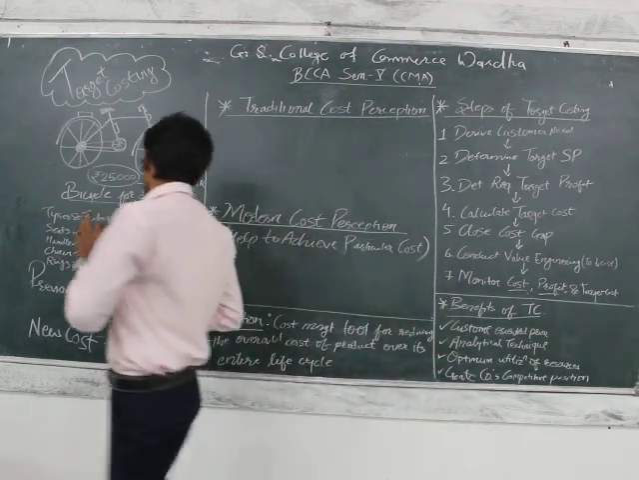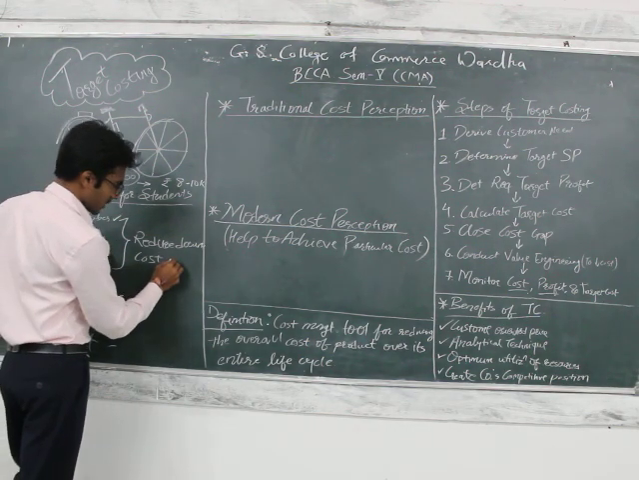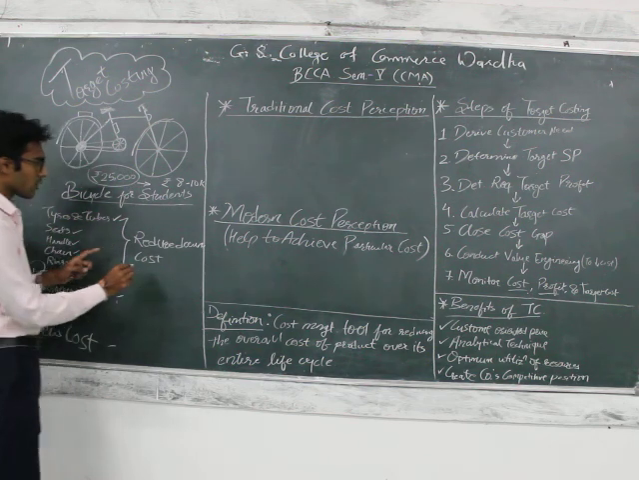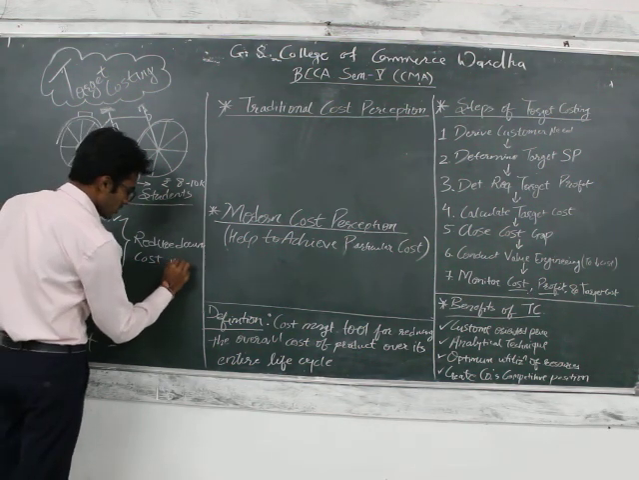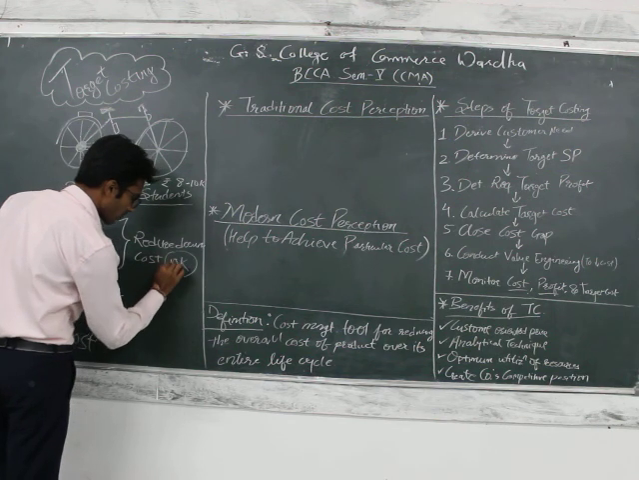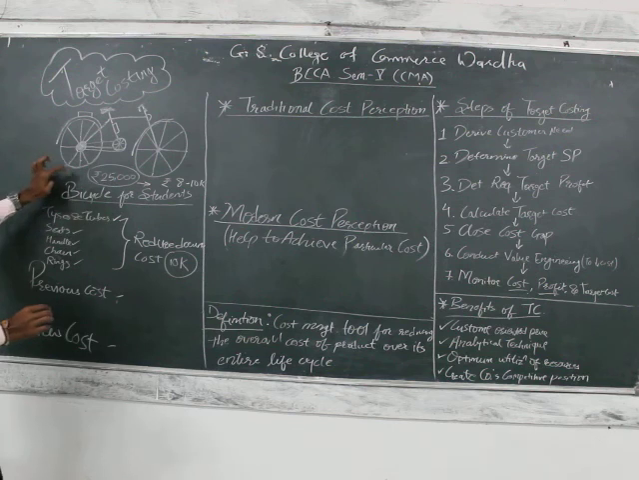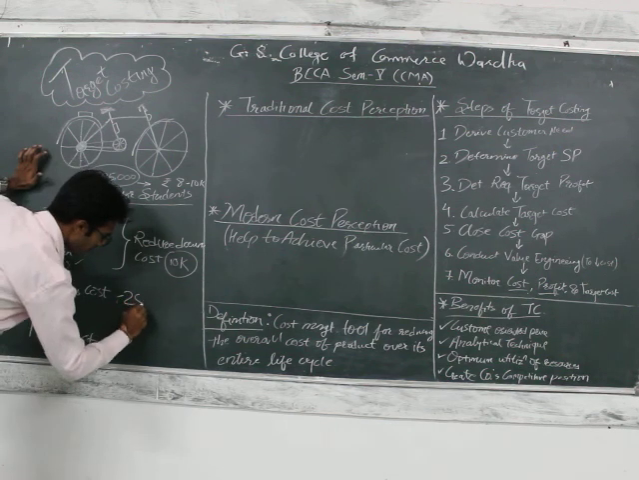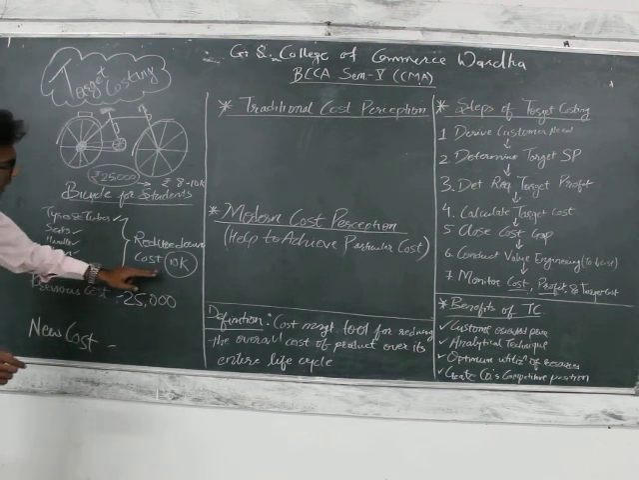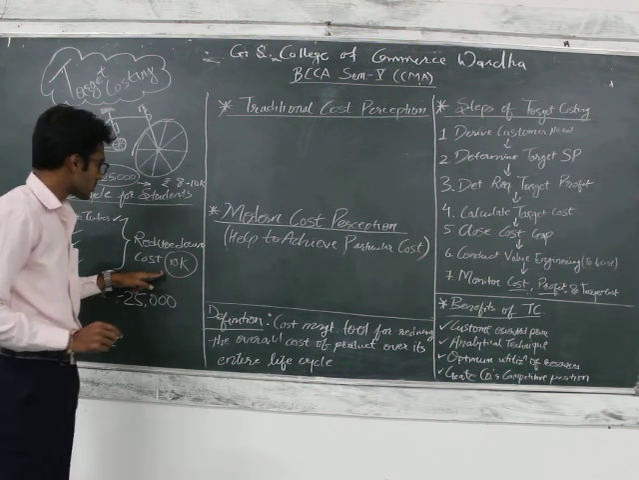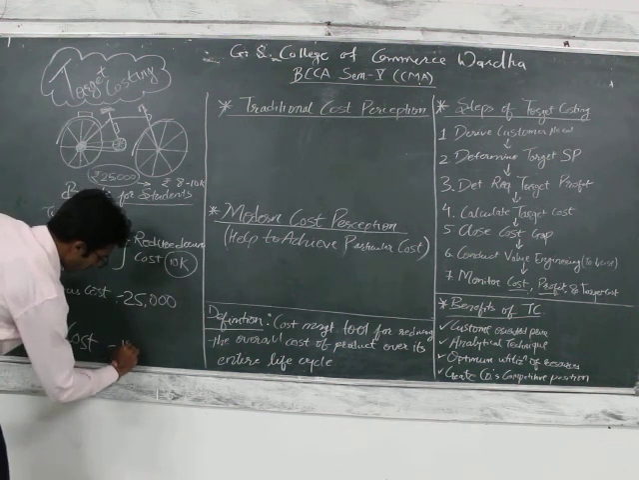So if we are reducing this cost by rupees, let's say by 10,000, our previous cost for this bicycle was 25,000, but after reducing 10,000, we are going to sell this cycle at 15,000.